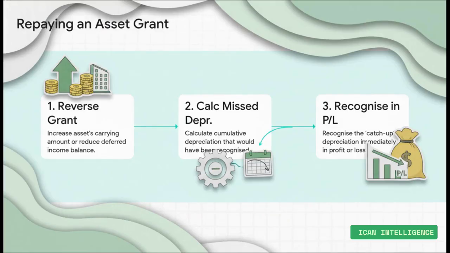So for an asset grant, here's how you handle the repayment. First, you reverse the original entry. You basically add the grant back to the asset's carrying amount. But then comes the really critical part. You have to calculate all the depreciation you missed out on in prior years because the grant had artificially lowered the asset's value. And that cumulative catch-up depreciation, it all hits your profit or loss immediately, in one go.